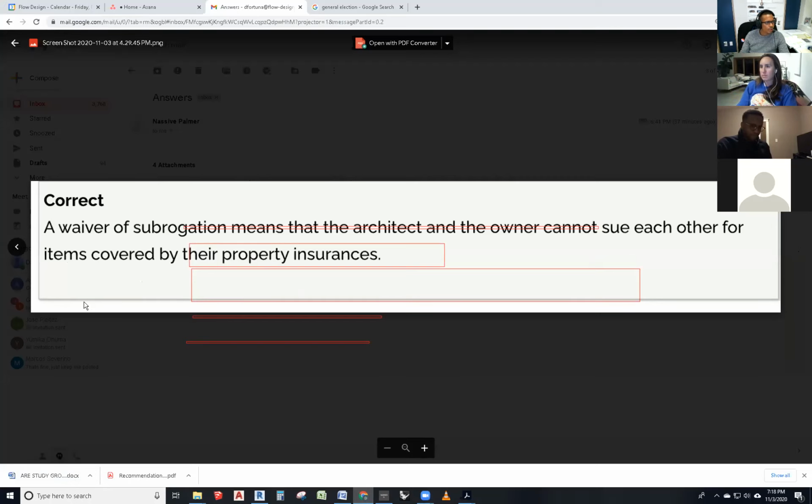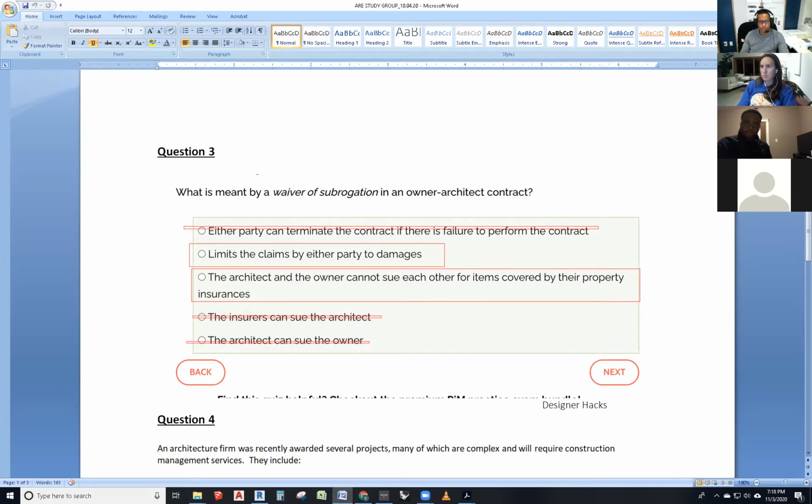A waiver of subrogation means that the architect and the owner cannot sue each other for items covered by the property insurance. So did my explanation help you figure this out also, right? Yeah, because I explained it exactly like it was. If there's already an insurance on the property, why are you going to sue me? It's already going to be covered.